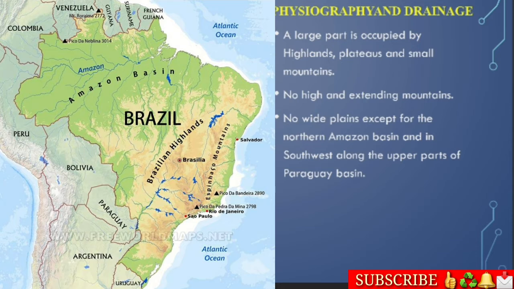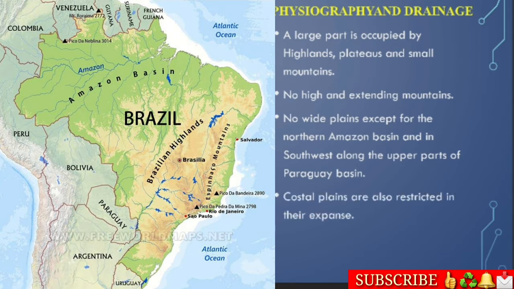Students, here in the map you can see that most of the part is occupied by the Amazon river basin, and here only we can see the plains, as well as we can see the plains in the southwest along the upper parts of the Paraguay basin. Okay, students, here you can see in the map.